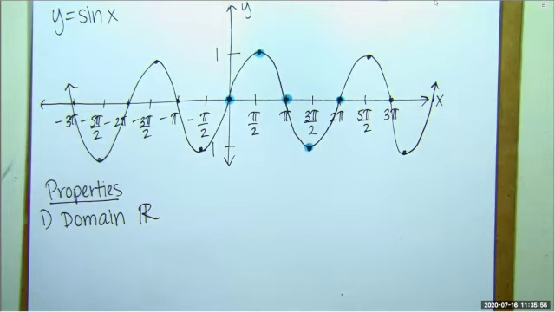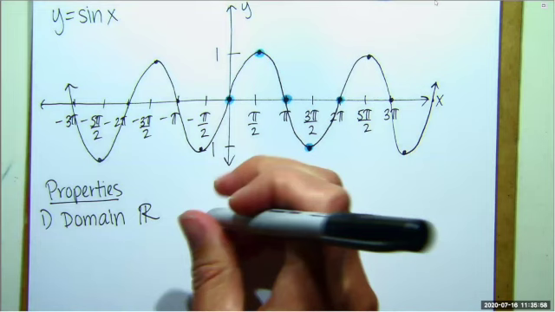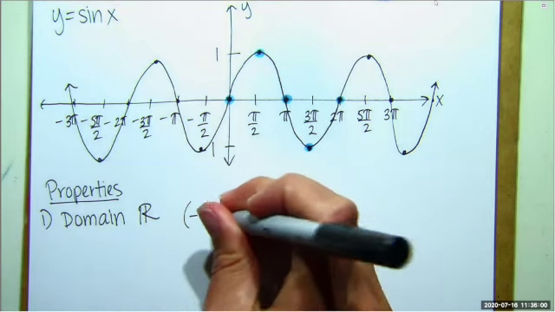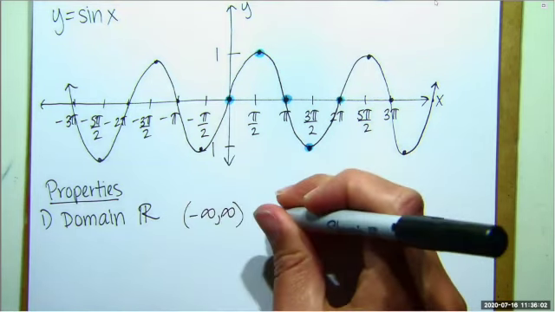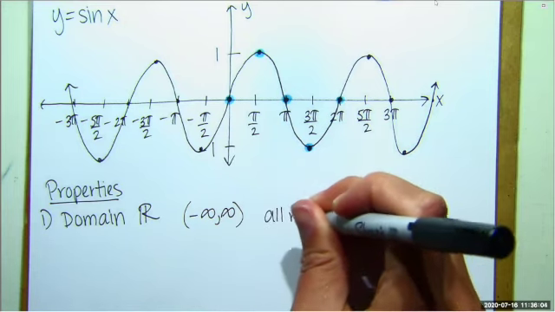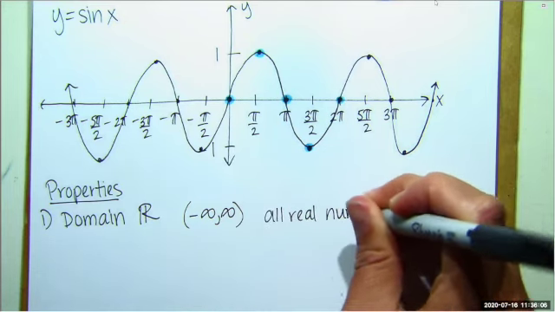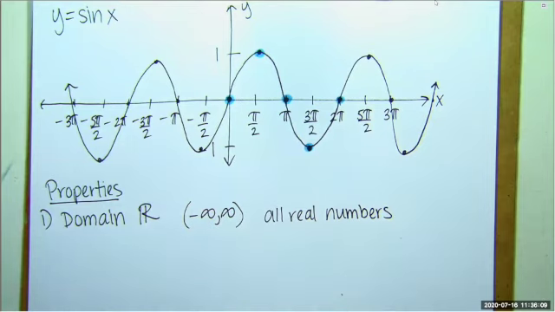It's a capital R with an extra line through it. The other way of writing all real numbers is from -infinity to +infinity. Or you could literally write out all real numbers. Okay, so sine is defined on all real numbers. We can plug anything we want into sine.